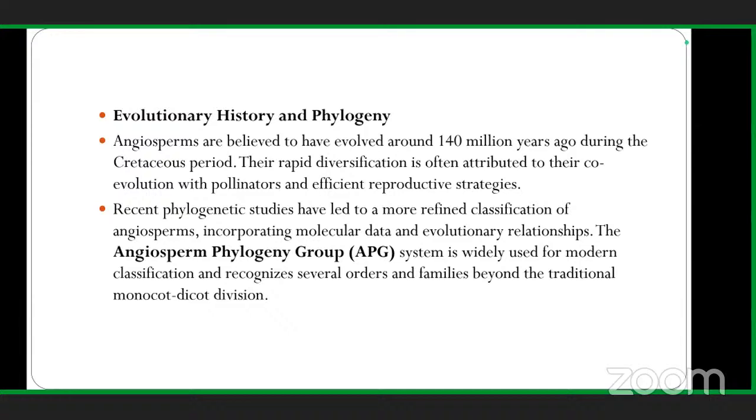And nowadays, apart from this traditional monocot and dicot system, there are more orders and families in the angiosperms. And these evolved 140 million years ago. This is the history of the angiosperms.